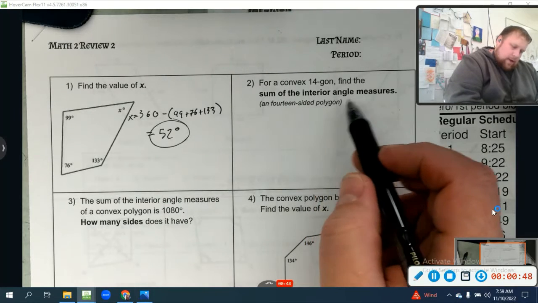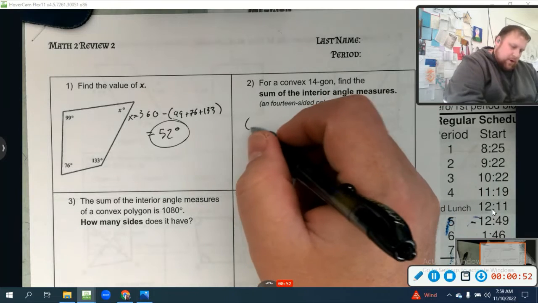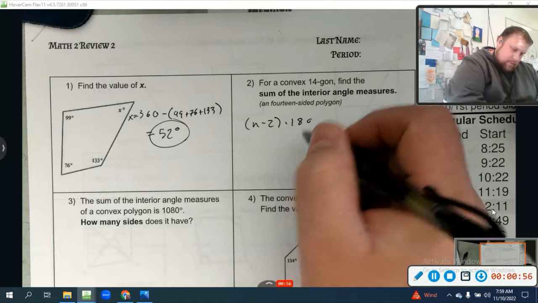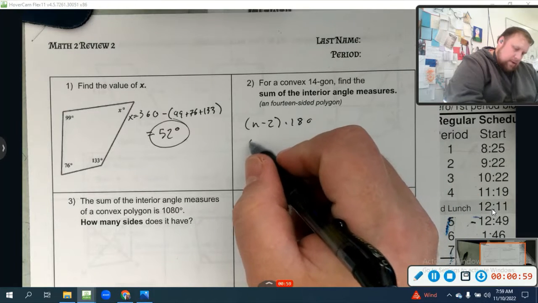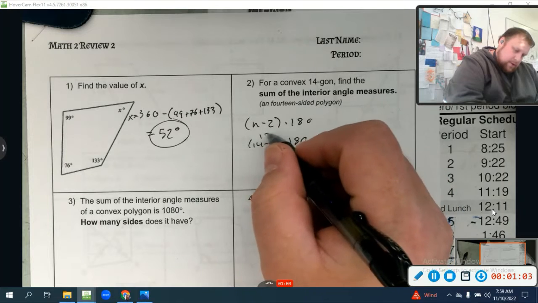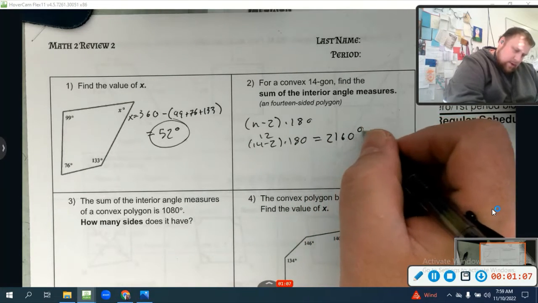For a convex 14-gon, find the sum of the interior angle measures. Remember, the formula for interior angle measures is n minus 2 times 180. So that's going to be 14 minus 2 times 180, which is 12 times 180, and that is 2,160 degrees.